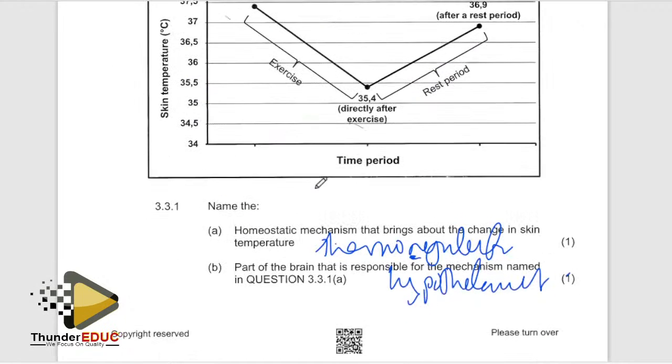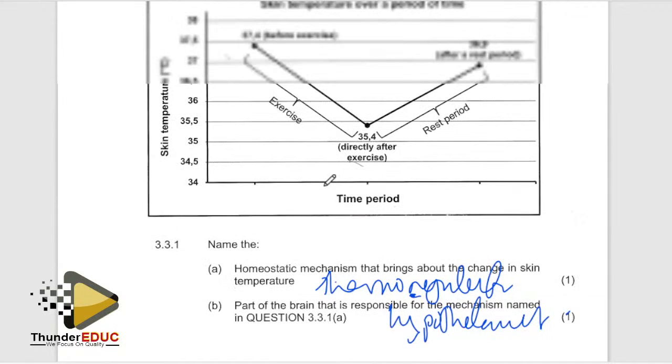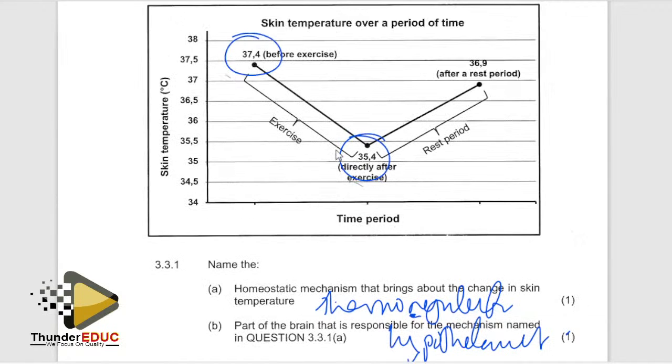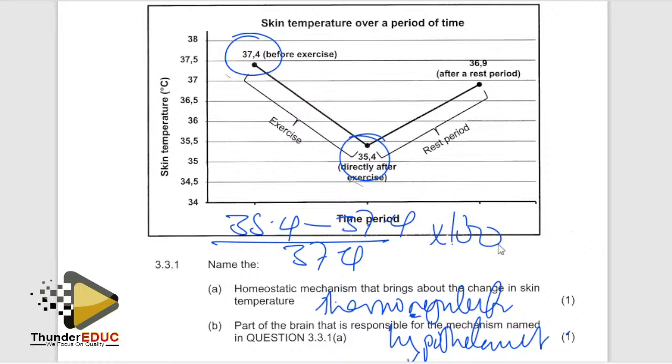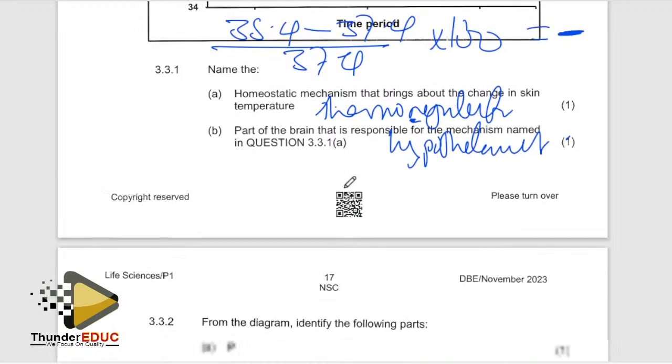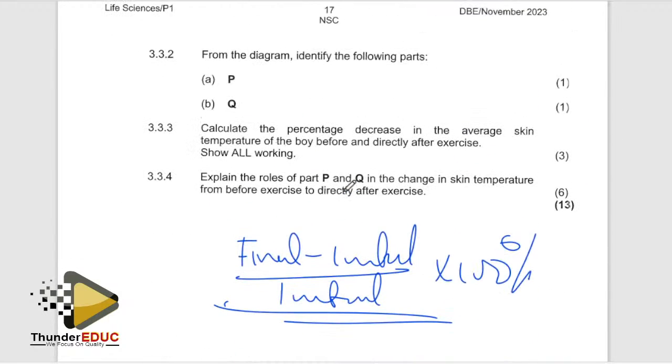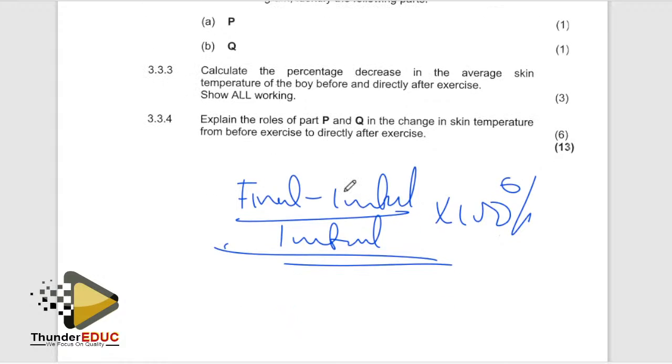So in this case you have final minus initial over initial. So it's gonna be 35.4 minus 37.4 over 37.4 times 100. However, the answer you're gonna get is gonna be a negative, which shows it is a percentage decrease. Yes, hope you got a negative answer. And some people got a negative answer and then they crossed it. They say but see, even if you swap it, it's gonna be the same figure, but now it's gonna be percentage increase, won't be percentage decrease.